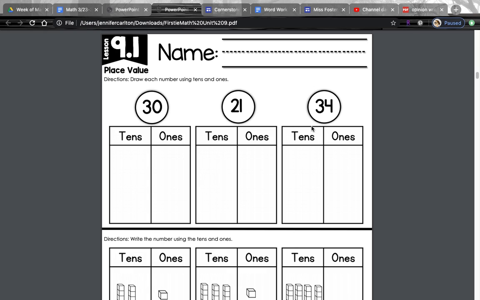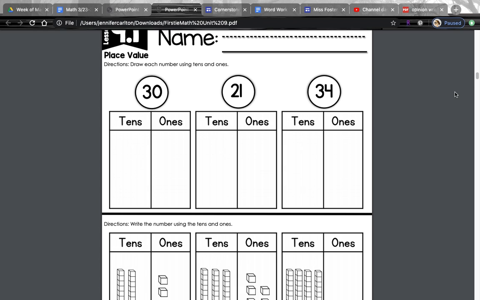All right, let's go down over to the next one. Say it out loud. What's the number? Good job if you said 34. All right, I want you to do the exact same thing. I'm not going to tell you where to put them this time. So if you put the 3 in the tens and the 4 in the ones, you are correct. Good job. All right, let's go down here.